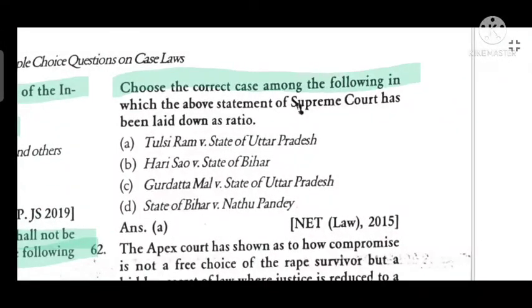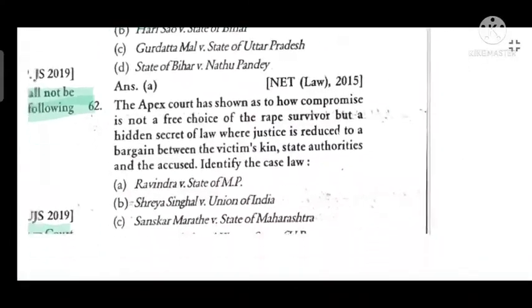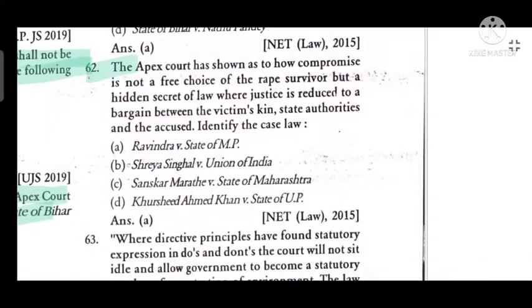Choose the correct case among the following. Which of the above statements of the Supreme Court has been laid down in the ratio? Tulsi Ram versus State of UP. The Apex Court has shown how compromise is not the free choice of a rape survivor but a hidden secret of law, where justice is reduced to a bargain between the victim's kin, statutory authority and the accused.